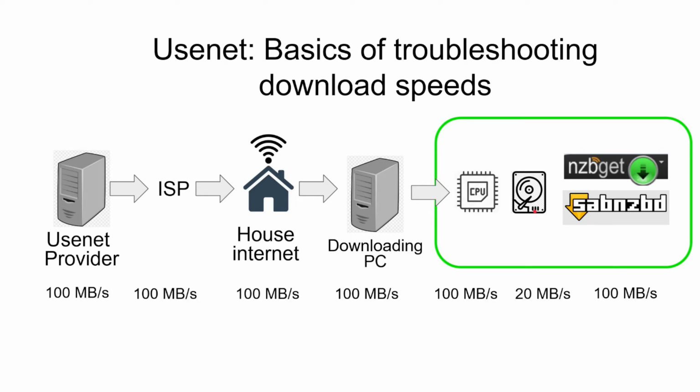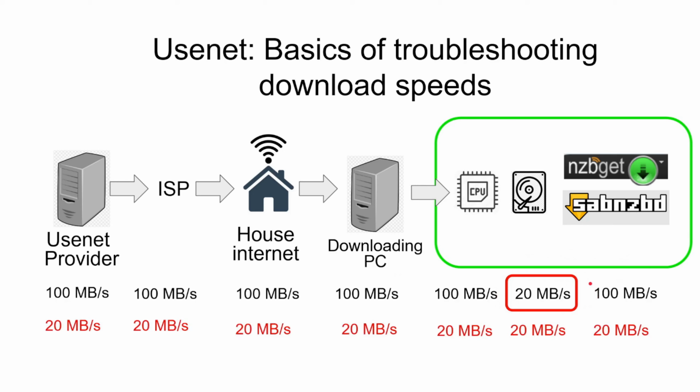Just so we're on the same page again, if your Usenet provider can provide 100 megabytes per second and the entire way, the entire stream, you get that speed, but at some point during the process you have 20 megabytes per second, that means your entire download speed will lower to that value. So it is important that you understand that every step needs to have the highest possible value.